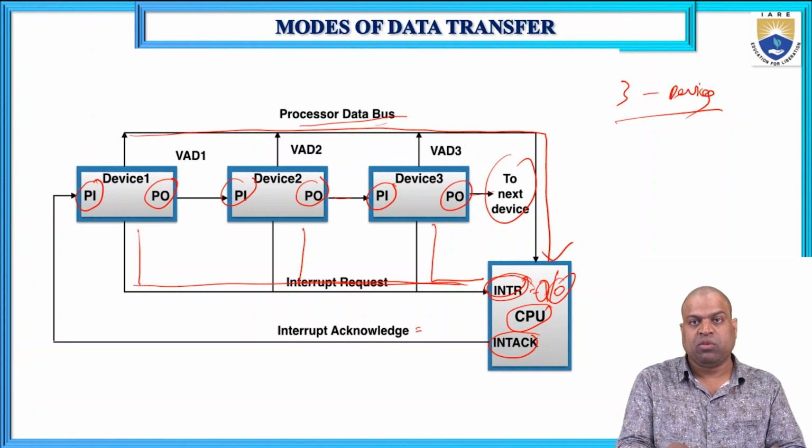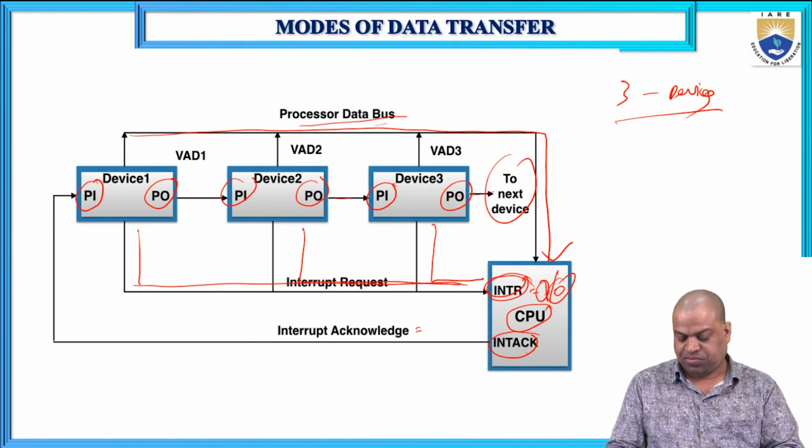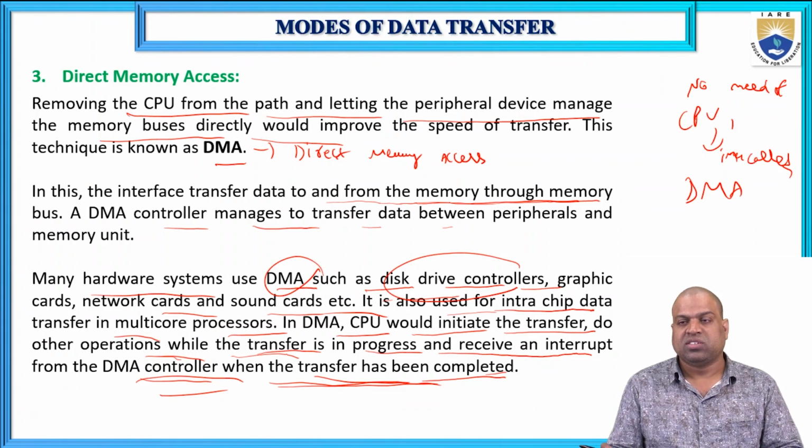I am taking here device 1, device 2 and device 3 up to the next device, interrupt and interrupt acknowledgement and CPU. Interrupt means devices to the CPU. Interrupt acknowledgement means CPU to the devices. Direct memory access means without the help of the CPU, the memory is directly connected to the input and output. That is called DMA, direct memory access.